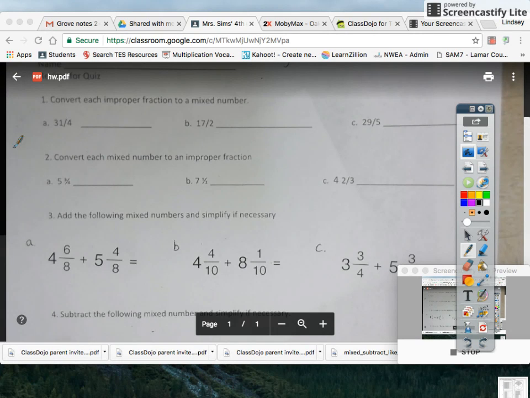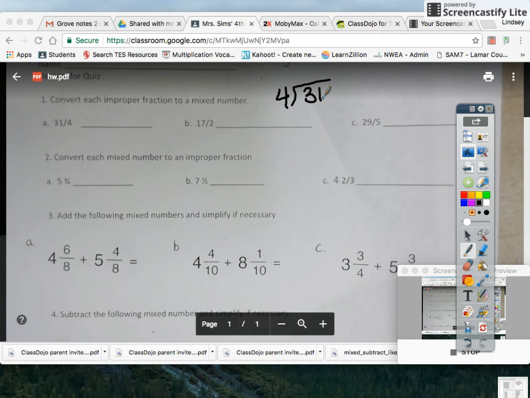So number one says convert each improper fraction to a mixed number. In order to convert from an improper fraction to a mixed number, we have to divide. On this one, we're going to divide 31 divided by 4. I don't have a whole lot of room, so I'm just going to do it towards the top up here.